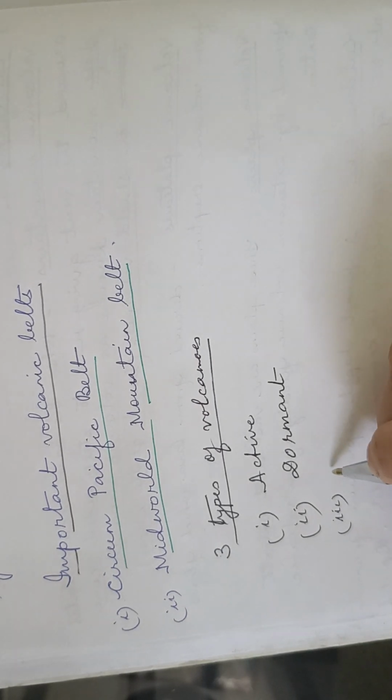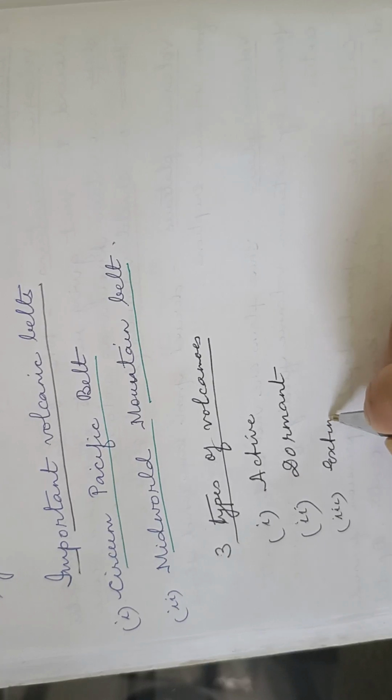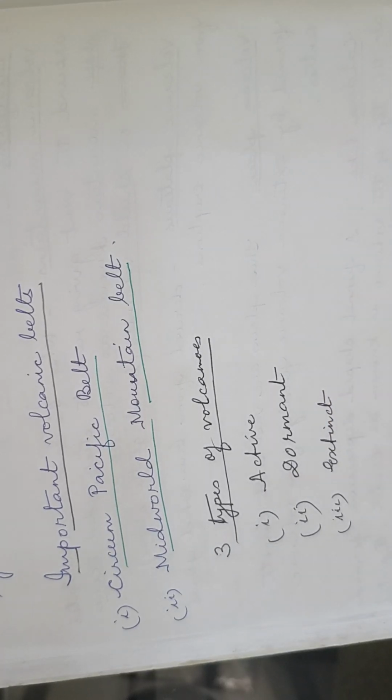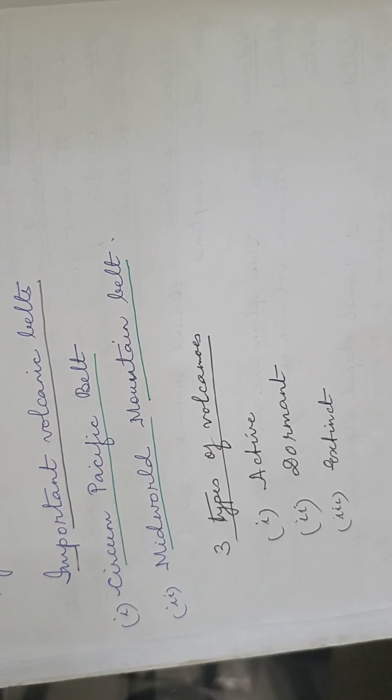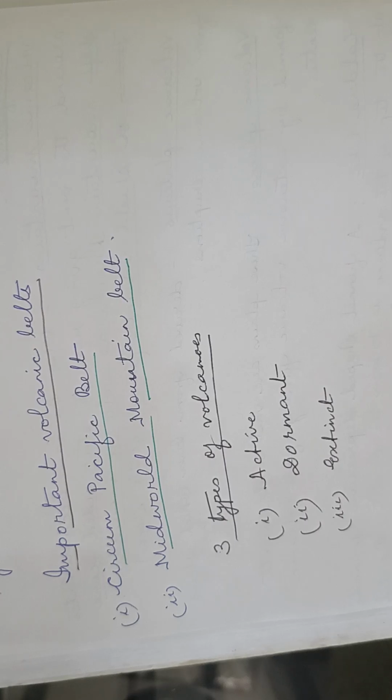And third one is extinct. Extinct means it's a dead volcano. It has not erupted since the last geological era. So these are the three types of volcano: active, dormant, and extinct. Now, examples are very important, children.